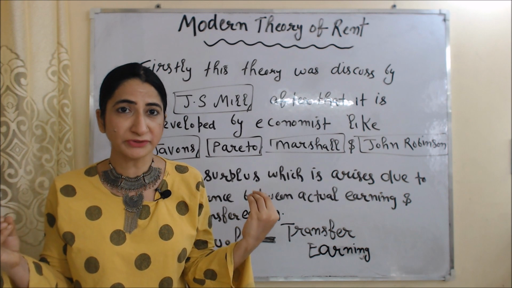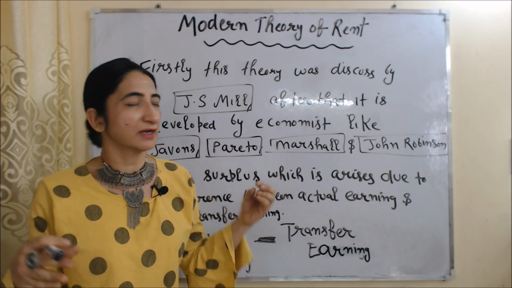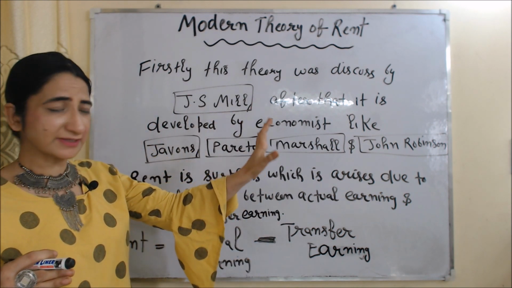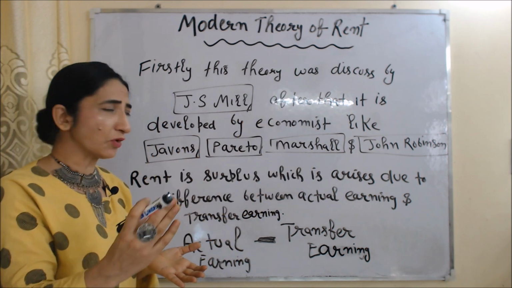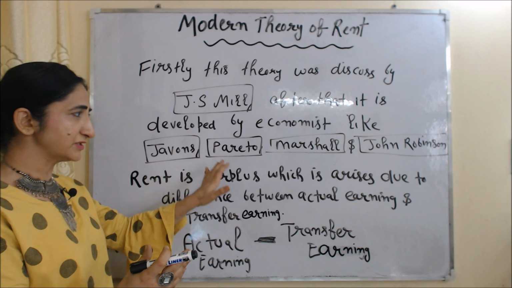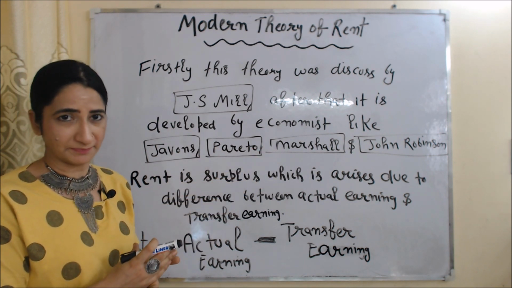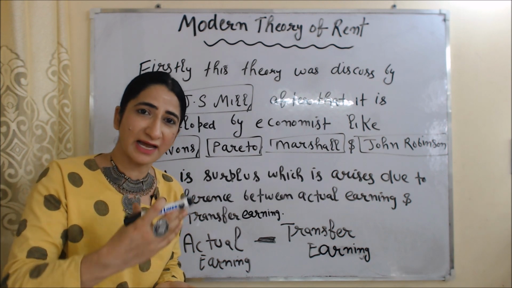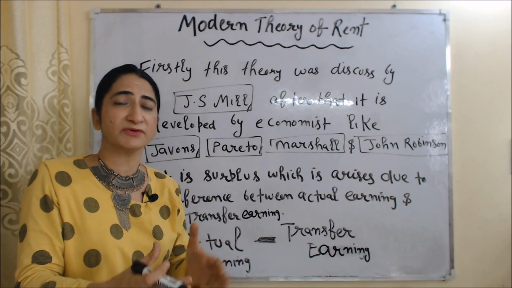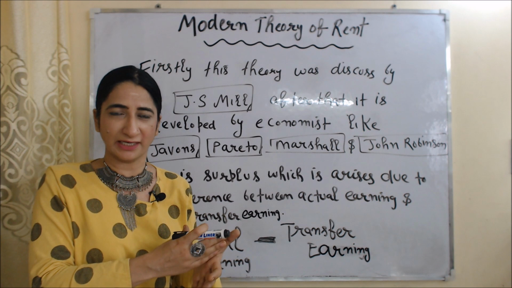Today we are going to talk about modern theory of rent. Firstly, this theory was discussed by J.S. Mill. After that, it was developed by economists like Jevons, Pareto, Marshall and Joan Robinson. According to this theory, rent is surplus which arises due to difference between actual earning and transfer earning.